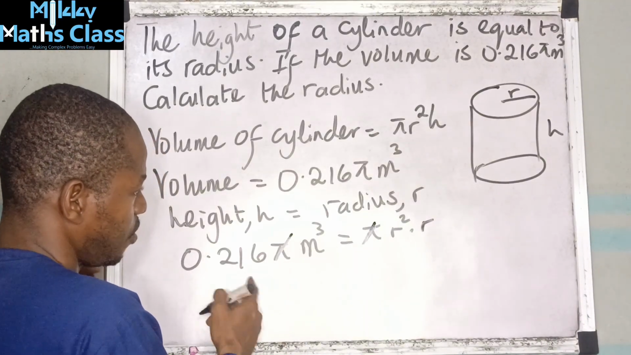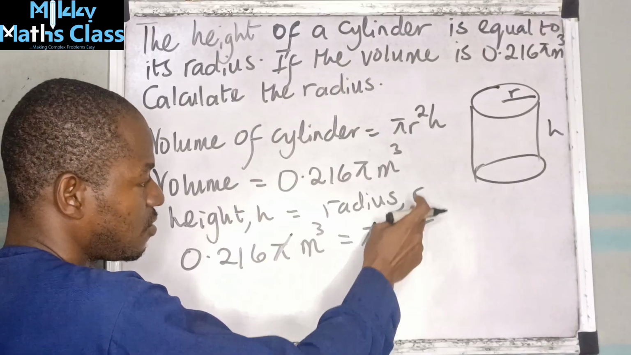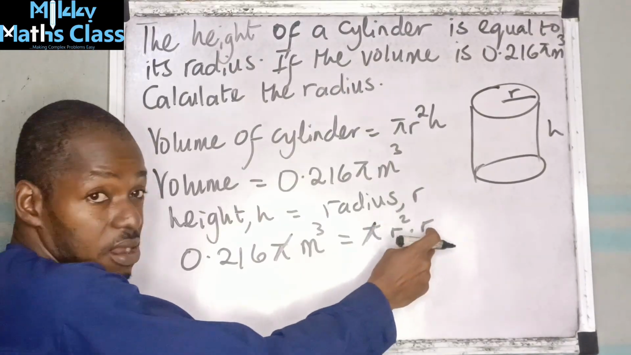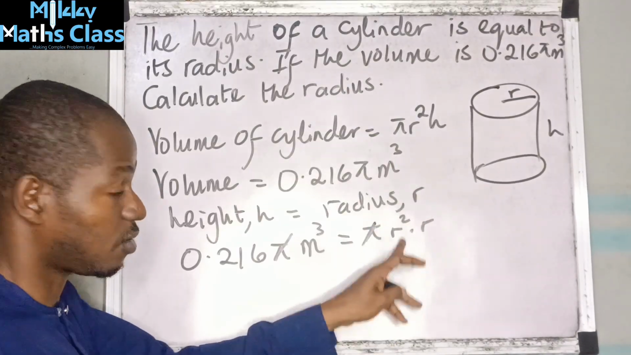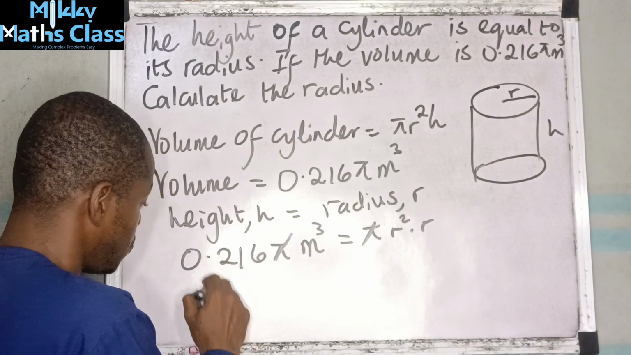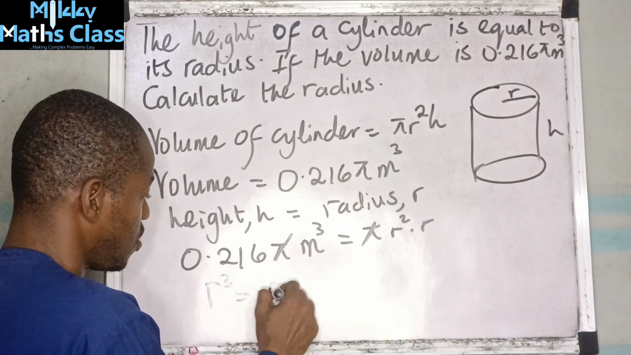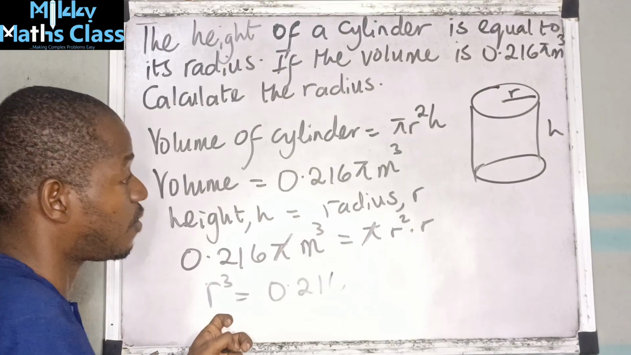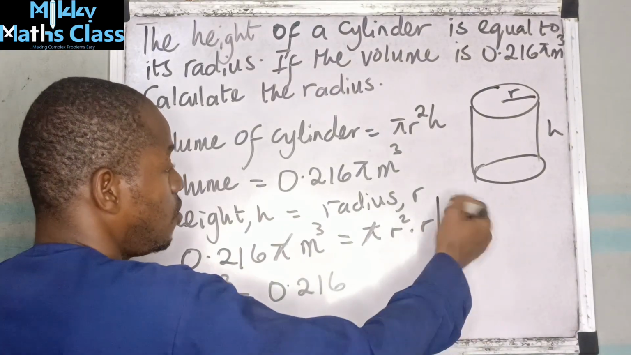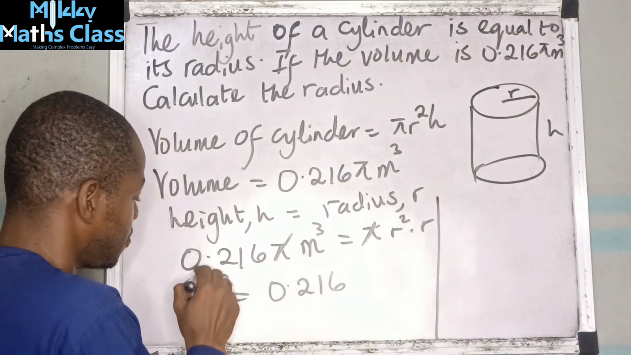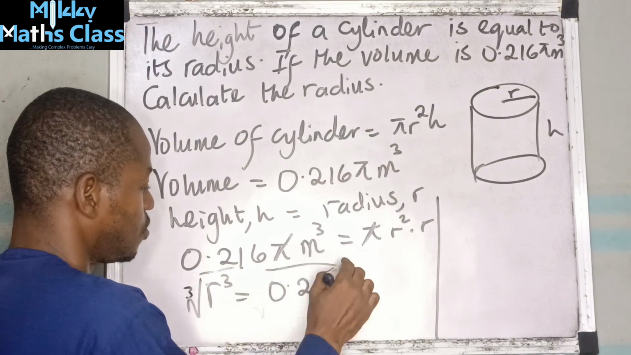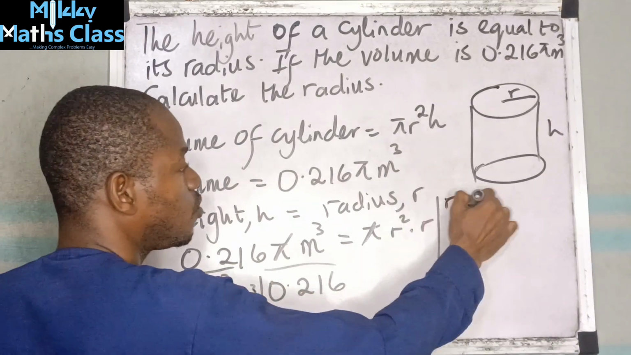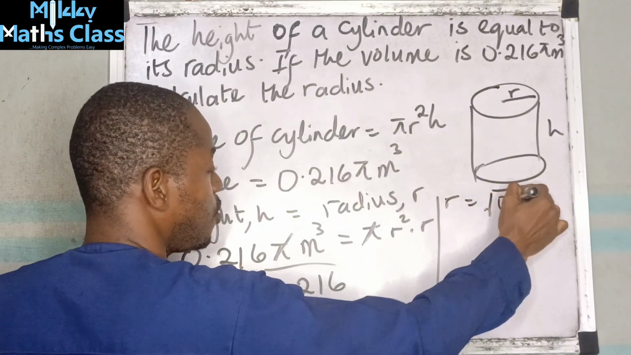Okay, so we have 0.216. So this is r times r squared times r. That's from your indices, that's r to the power of 3. So this becomes r to the power of 3 is equal to 0.216. Now we are not interested in r to the power of 3. We are interested in the radius. So take the cube root of both sides. So r is equal to the cube root of 0.216.